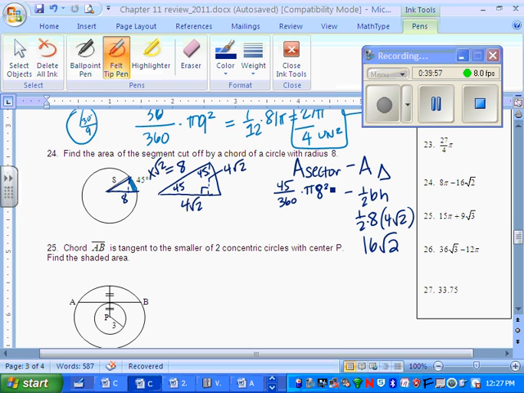So the problem looks like 64 times 45 over 360, which is 8 pi, minus 16 root 2. So that was kind of flat.